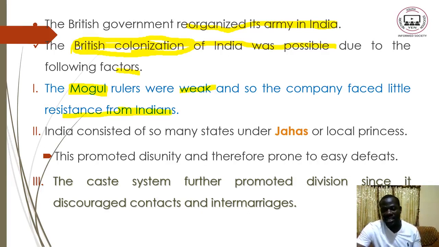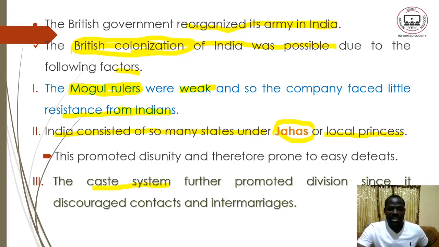Remember, we are asking how it was possible for the British to establish their rule or to colonize India. It all started with the company. The company did not face resistance from the Mughal rulers who established the first rule in India, because they were weak, and the company just succeeded. And India consisted of so many states under the Rajas or local princes. There were numerous states that were independent. As a result, it was not possible even for the Mughal to unite all the people against one common enemy like the British. Hence, the British succeeded in the colonization of India.